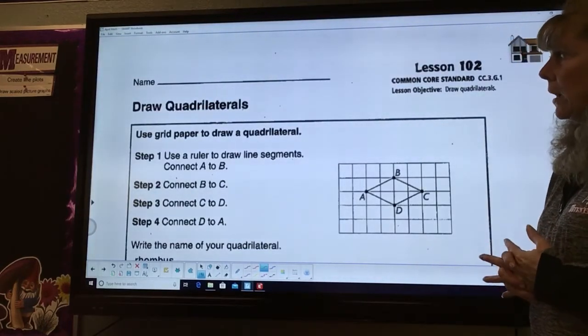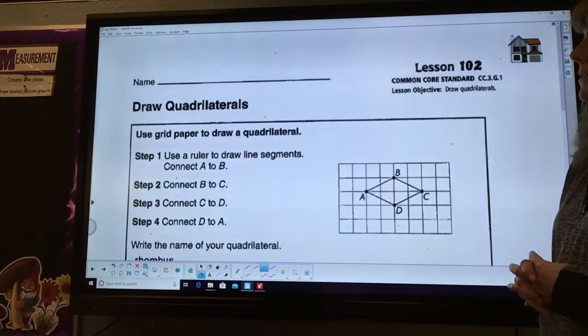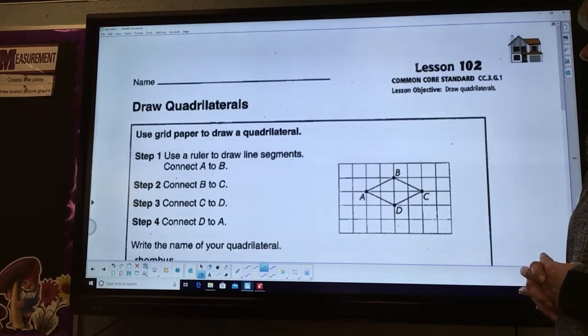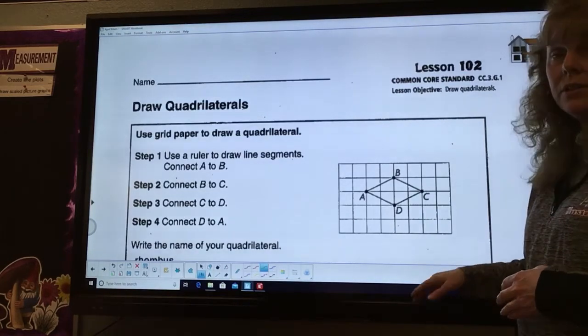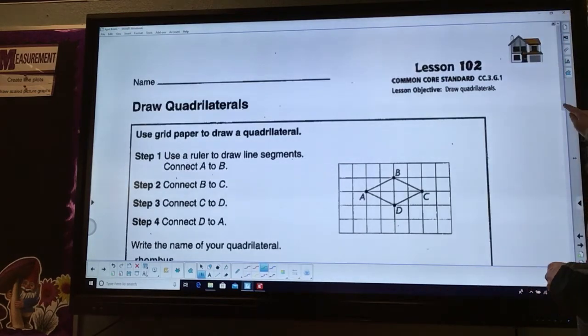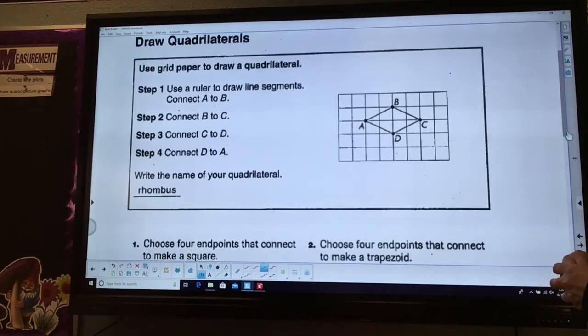Now that we've learned about quadrilaterals and how to classify them, now it's our turn to try and draw some. Now, I don't want everybody to get worried that they don't have grid paper. It's actually built into your lesson on this. So let's take a look at what they want you to do. It says use grid paper to draw a quadrilateral. Use a ruler to draw line segments.